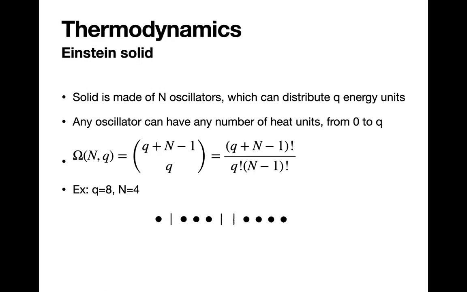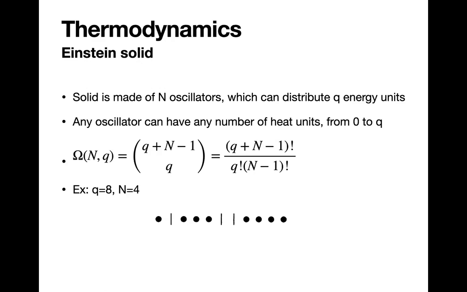But I think this picture down at the bottom with the symbols helps us visualize how this follows the same math as the coin flips, right? So in the picture down at the bottom, there's 8 dots. Those represent our units of energy. And then the vertical lines represent dividers between the oscillators, right? So in this picture, the oscillator on the left has 1 energy unit. Then the next one has 3 energy units. Then the next one has 0, and the last one has 4.